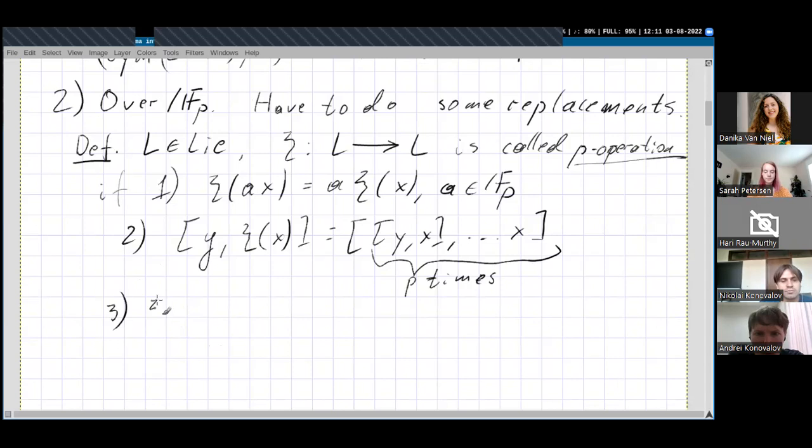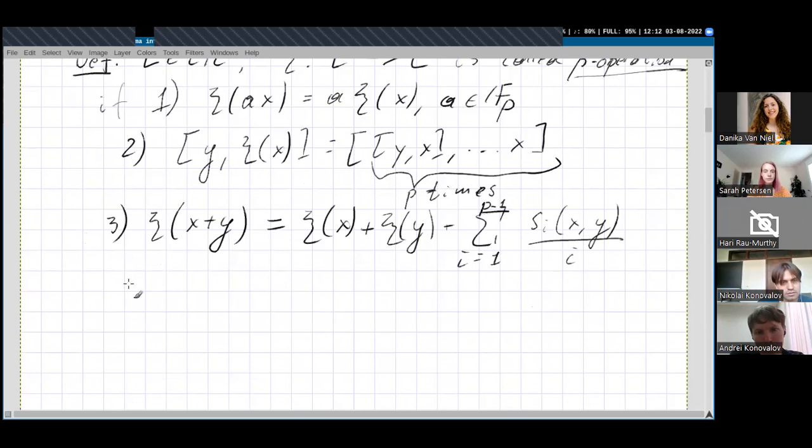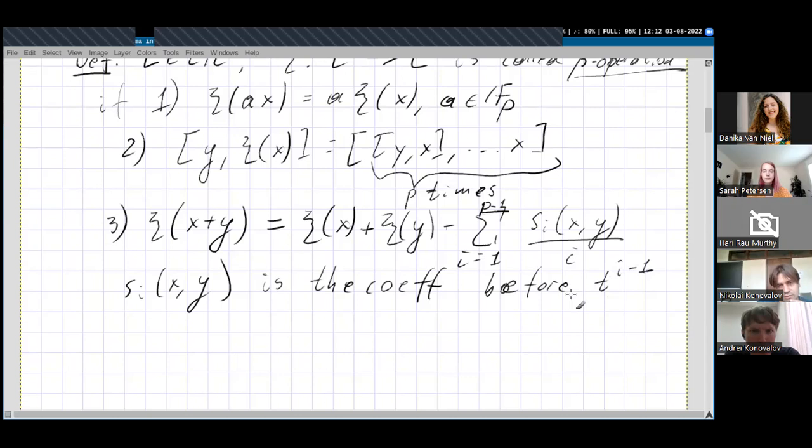So if you apply psi to x plus y, this is psi x plus psi y, plus some corrections. This is the sum over i from 1 to p minus 1 of some expression s_i(x, y), where s_i is a coefficient of t to the power i in the expression.